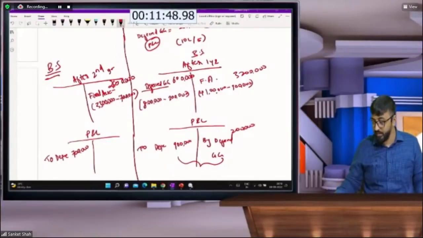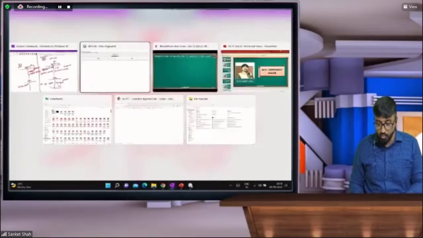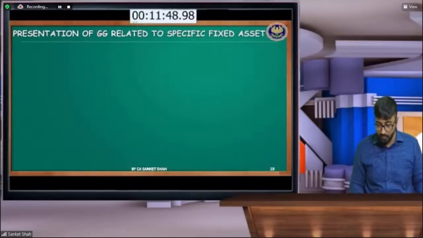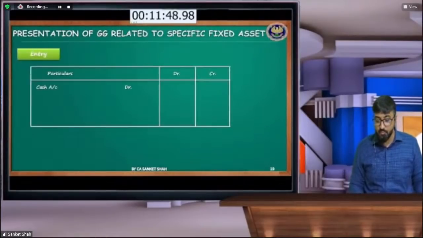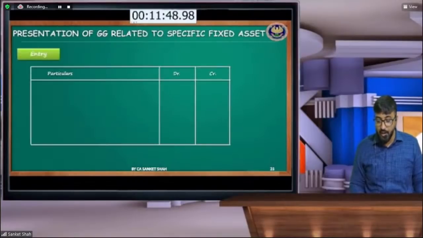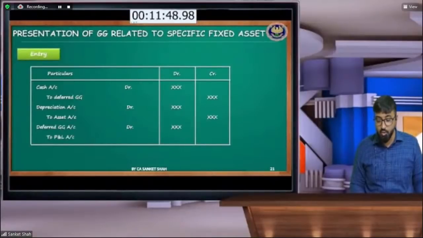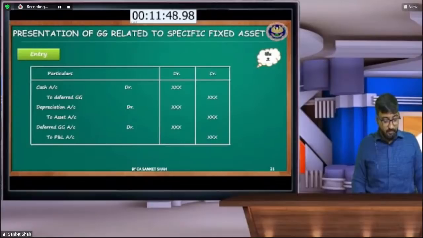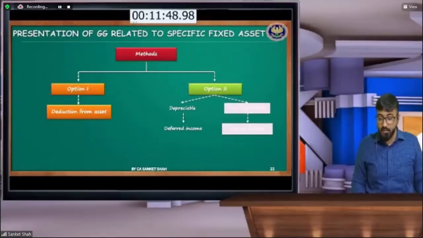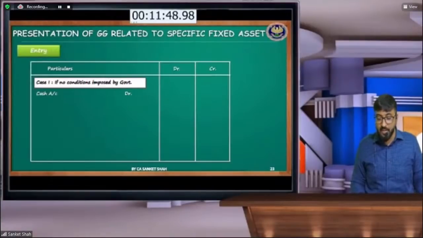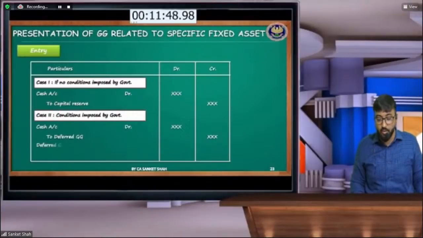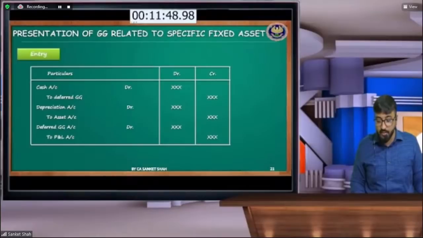ठीक है, easy था. चलो. So let's move to the next concept now. Presentation of, yes, first one: cash account debit to asset, depreciation to asset. Illustration number 1. And second case: cash account debit to deferred GG, depreciation to asset, and deferred GG to P&L. So these are the entries. एंट्री समझ में आया? And non-depreciable asset, if no conditions, this is a very important chart. Yes, you want to write these entries, beta.